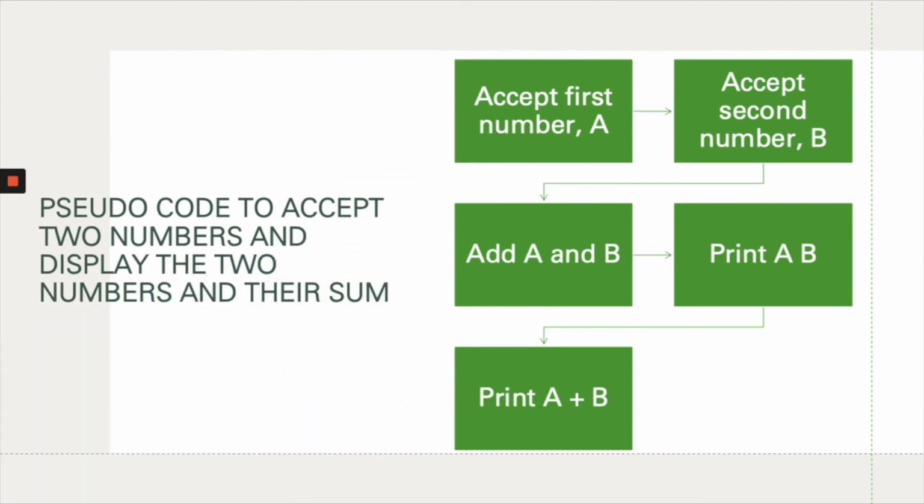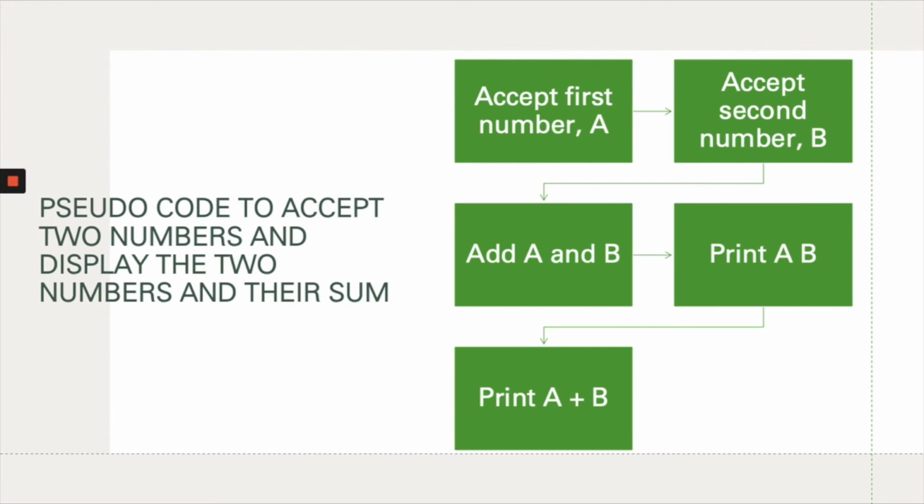Now let's see an example for pseudocode. Pseudocode to accept two numbers and display the two numbers and their sum. These steps are basically used to add any two given numbers, display those two numbers and give you the result after doing the process.